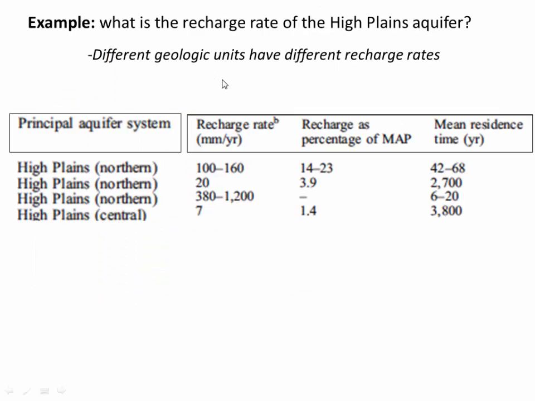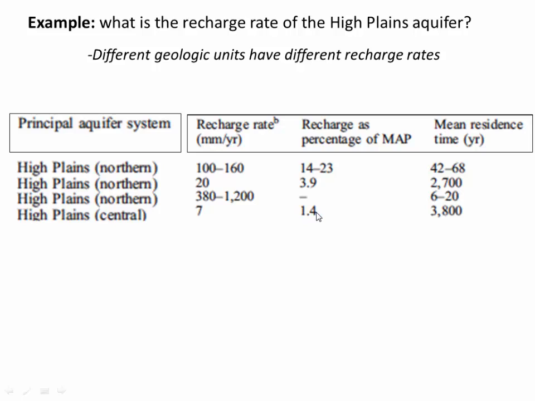So let's go back to our high plains example. How effectively can different parts of the high plains aquifer be recharged? Well, what's fascinating is, depending on the local geology above the aquifer, the recharge rates vary quite a lot. So in the northern part, recharge rates can be up to 100 to 160 millimeters per year. In the southern part, or the central part, they can be as low as 7 millimeters per year. Wow, so that's more than a factor of 10 difference, just depending on the local geologic conditions.